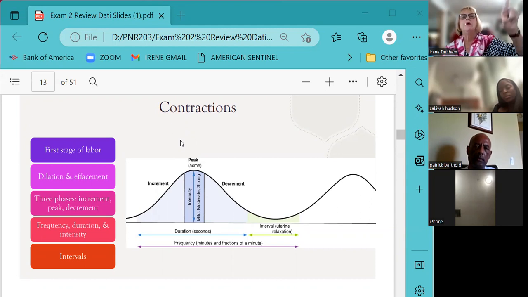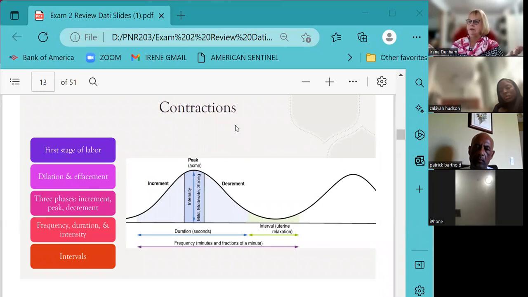And it's with the acme, the peak, of the contraction. That's called head compression. That means the baby's head is descending. That's good. So say she's 8 centimeters, all right? And all of a sudden on the monitor I see the heart rate go down with the acme of the contraction, and then it comes back up and baby's back up to 120. That was an early deceleration. That's okay.